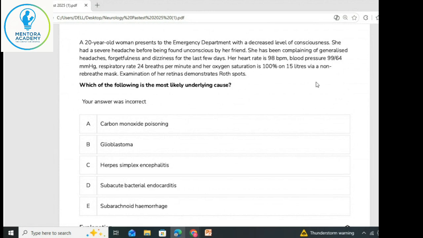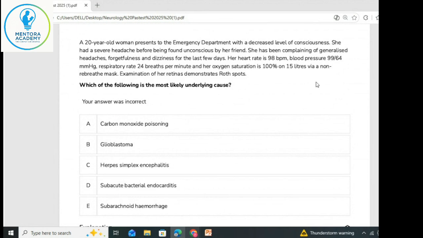So it's unlikely to be glioblastoma or encephalitis, because if these are primary CNS pathologies, glioblastoma, encephalitis, or subarachnoid hemorrhage, they wouldn't cause hypoxia as such, isn't it? Unless the patient is very drowsy, and in that case they would have been intubated. So that is unlikely.